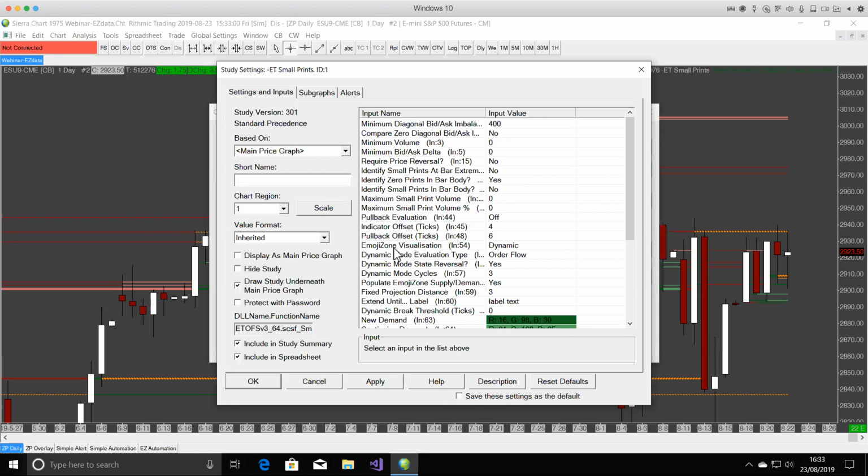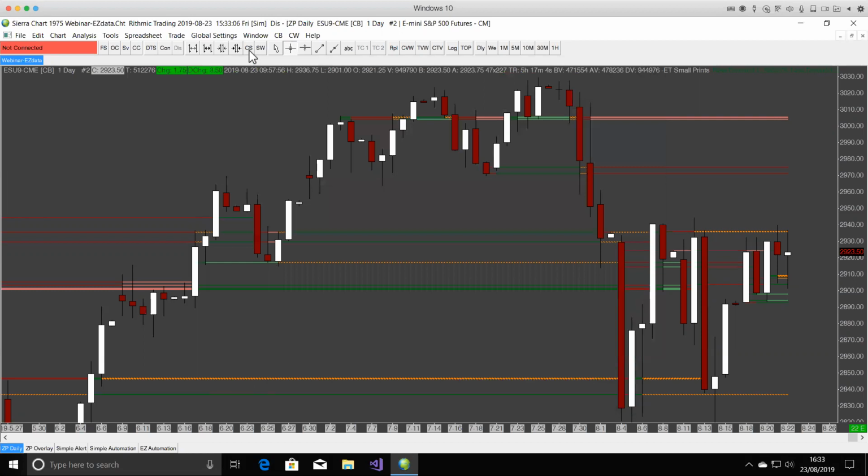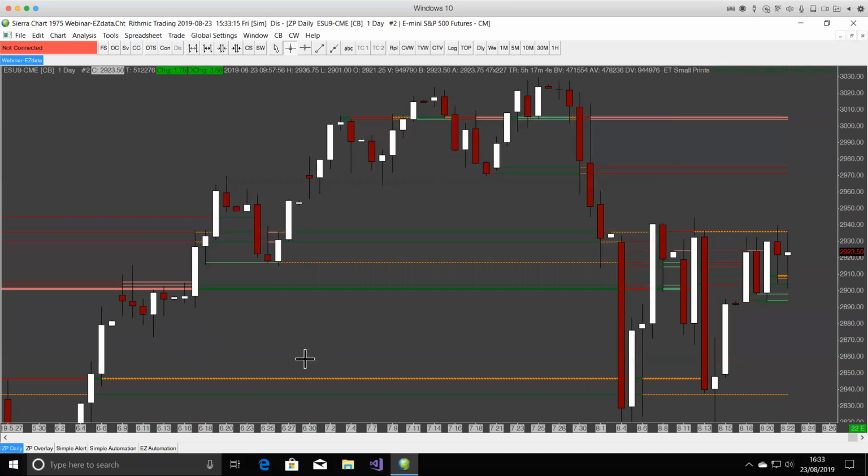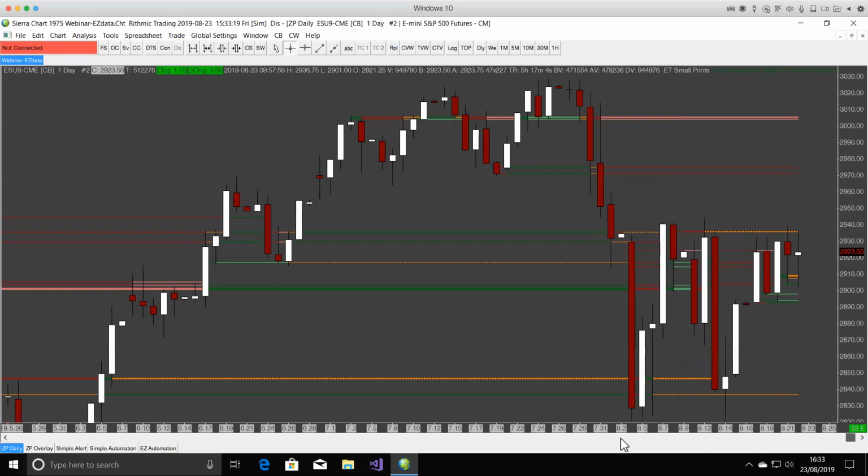I'm using dynamic order flow visualization on it, and I've set it to 3 cycles. And now within this chart as well, I think I've quite a lot of data loaded. Okay, I've got just over a year's worth of data loaded. This is actually one of my long-term weekend analysis charts. I'm interested in these hidden levels in the market.